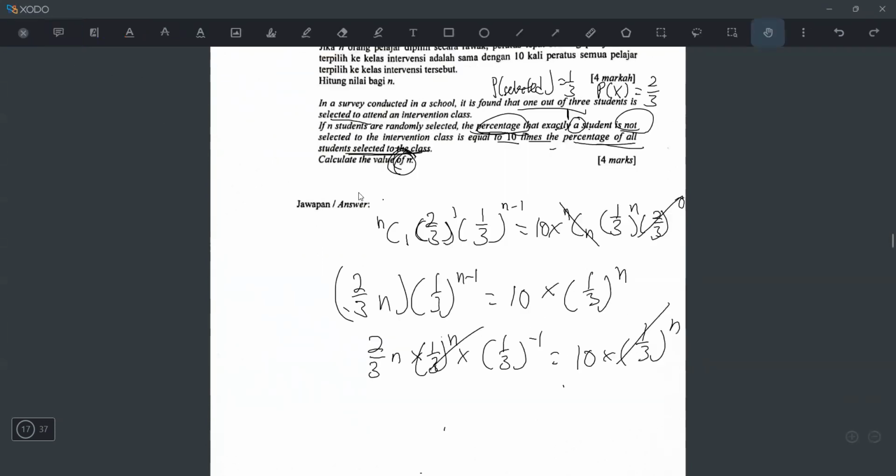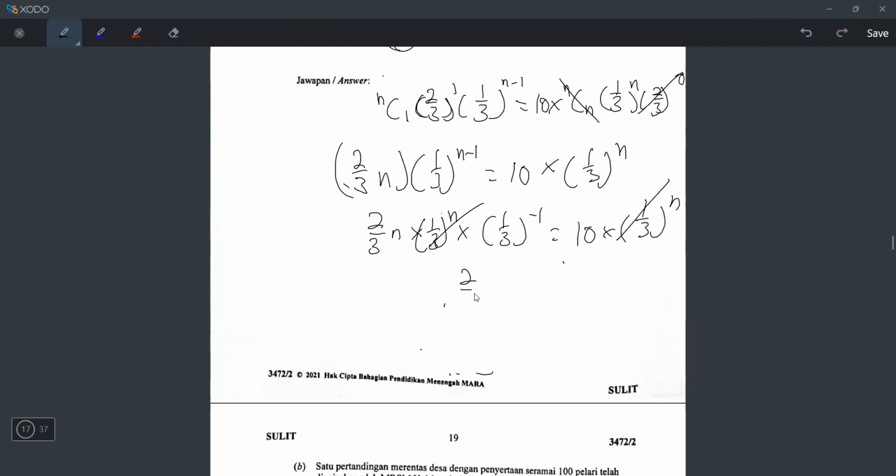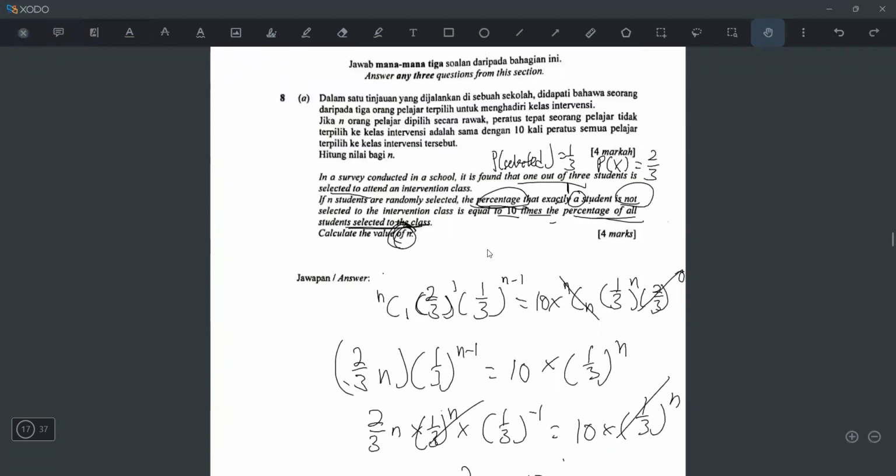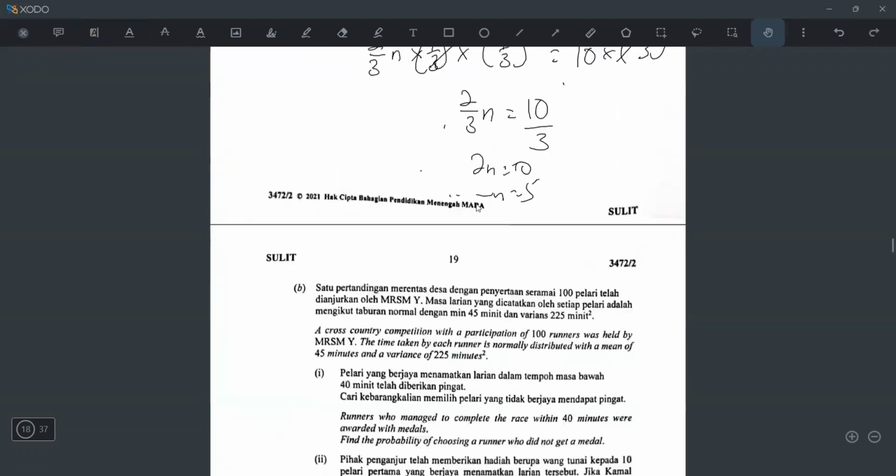Cancel. 2/3n equals to 10. 1/3 power -1 is 3. Okay, it's 3. So it's just 10/3, and then 2n equals to 10, n equals to 5. Okay, so yeah, that's the answer. But this one I just go through only. Okay, so that's how you do it.